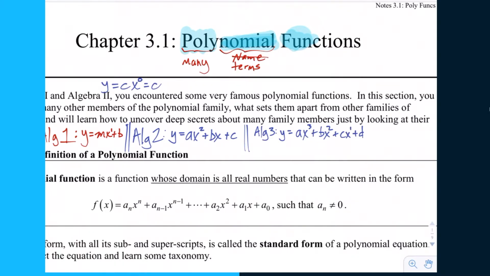Because when you get to 6, then you have to start saying sex, and that's not really good in high school, right? So we just call it a 6th degree polynomial. Yeah. All right. So we stop at quintic.